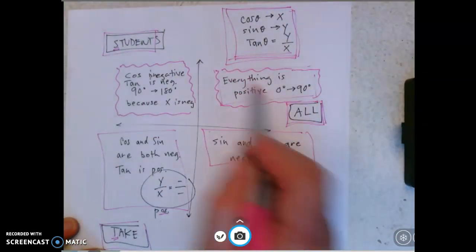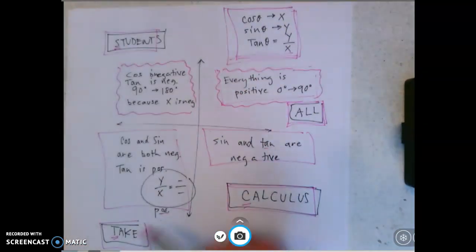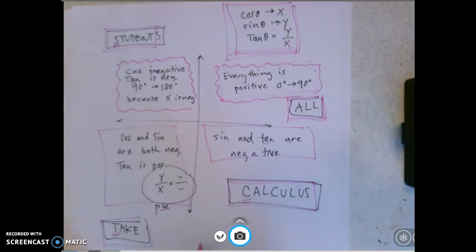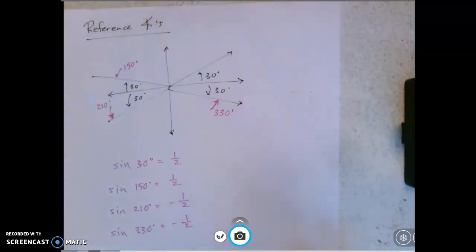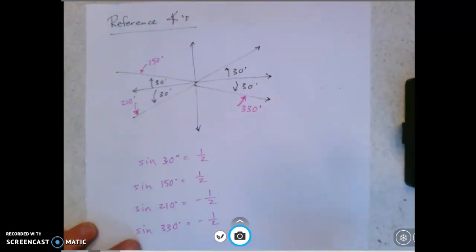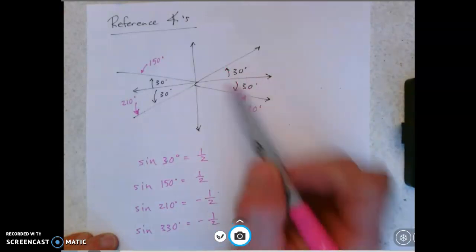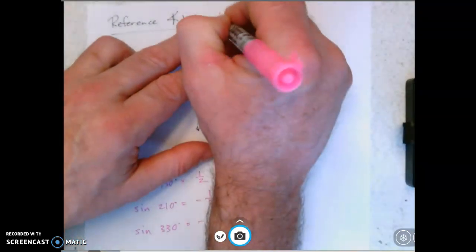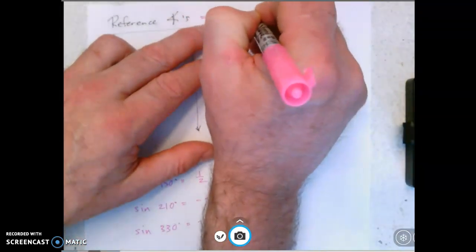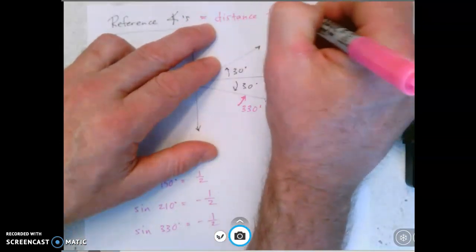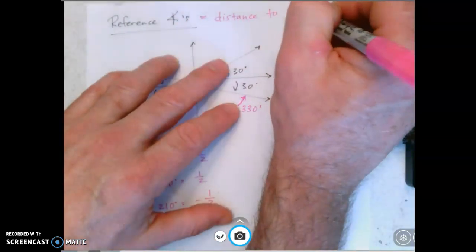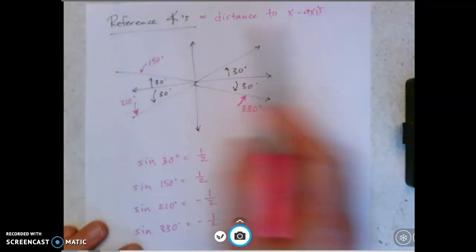Okay? The reason we're going over this is so important is because of the next thing, which is the reference angle. And the reference angle, I don't know if you know the word, what it really is equivalent to is the distance to the x-axis. So the distance to the x-axis.